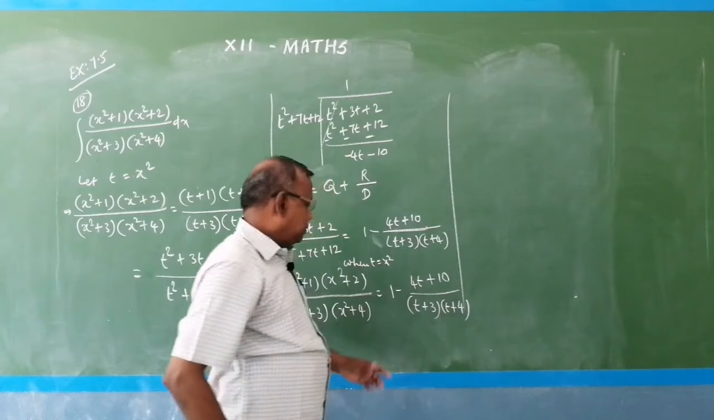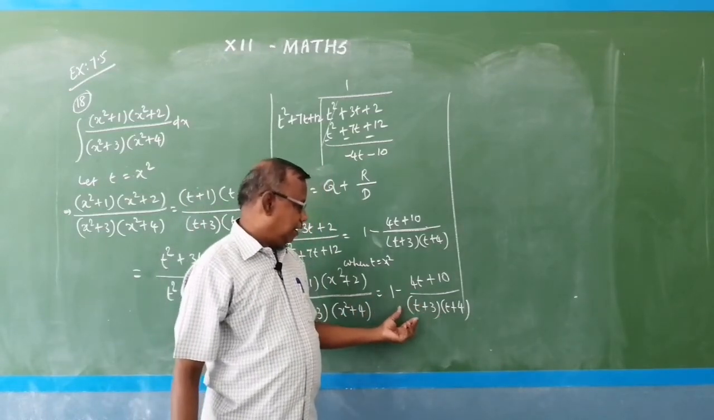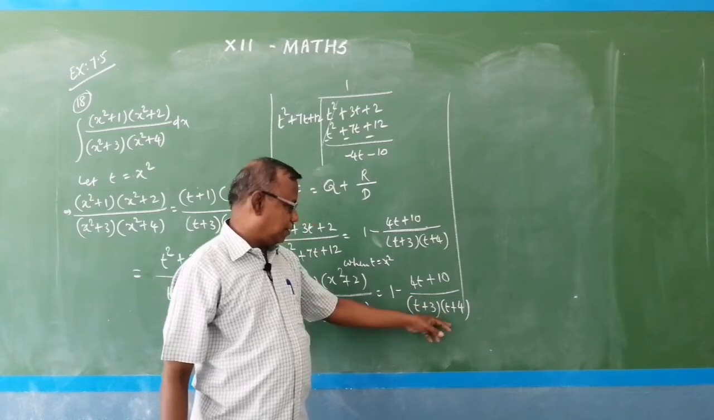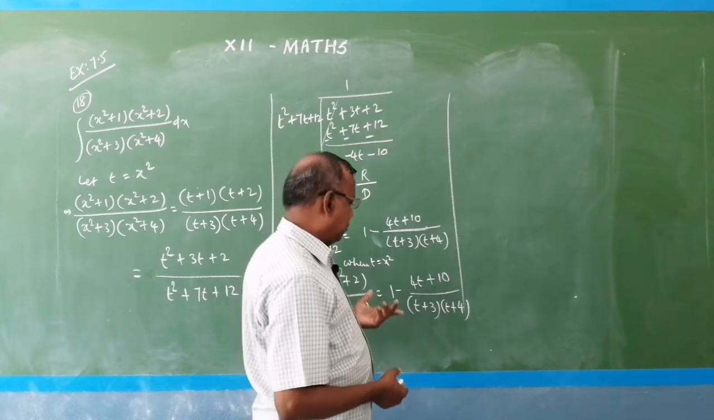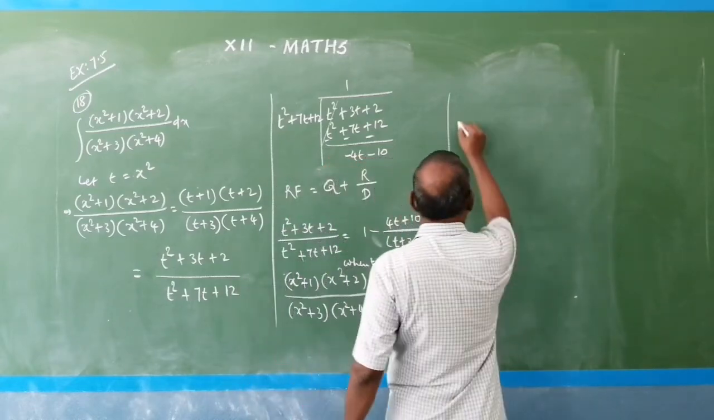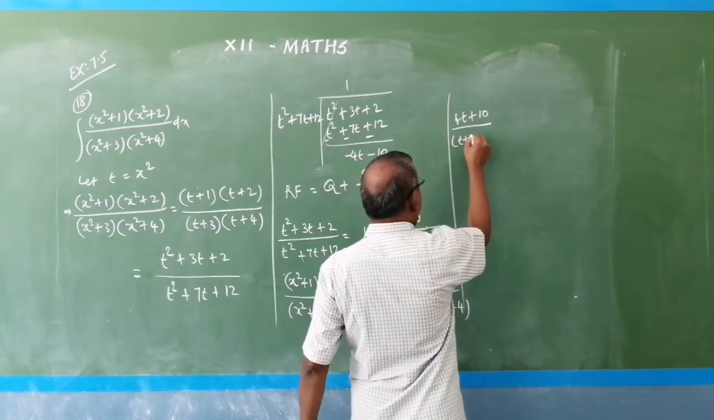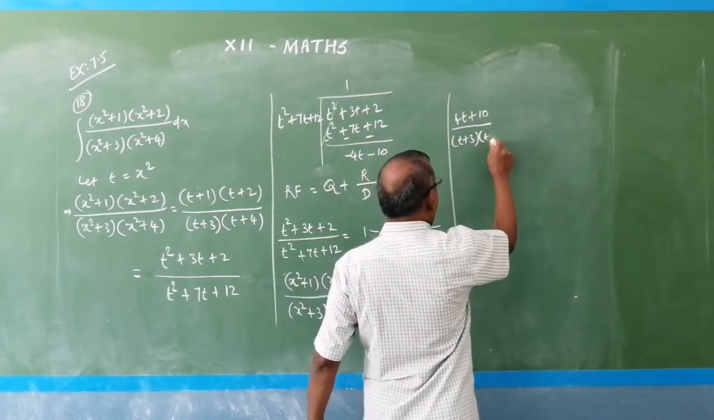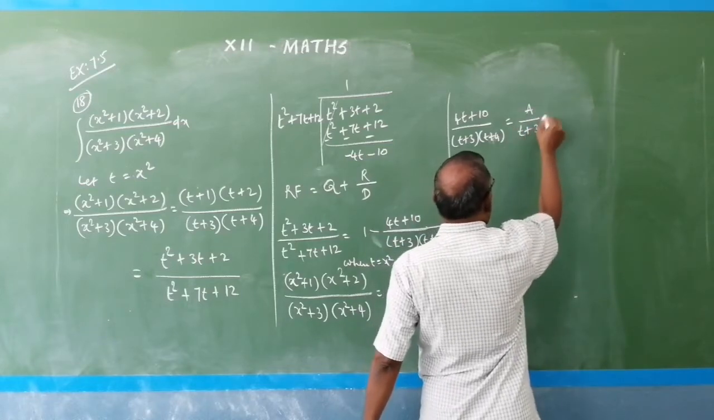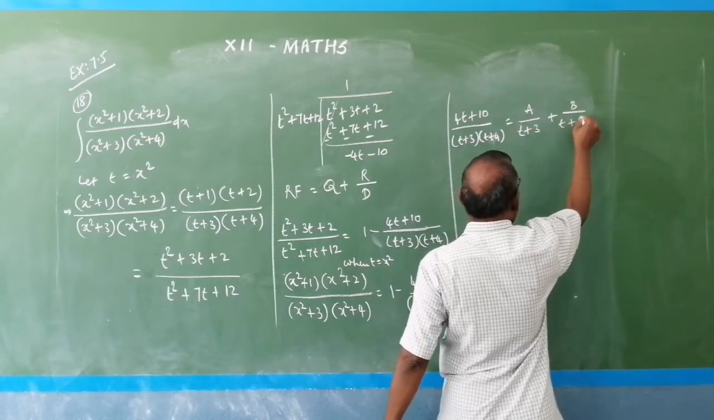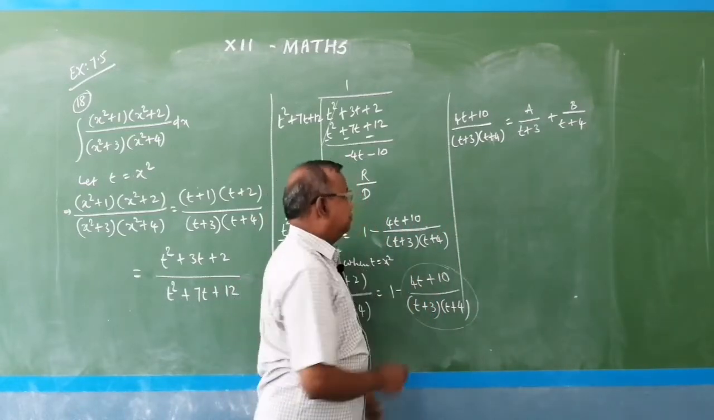Now the first part is 1, so this can be integrated easily. The denominator of the second part is the product of two linear functions, so we have to decompose it into partial fractions. So let (4t plus 10) divided by (t plus 3) into (t plus 4) be written as a by (t plus 3) plus b by (t plus 4). This is how I am splitting the second part.